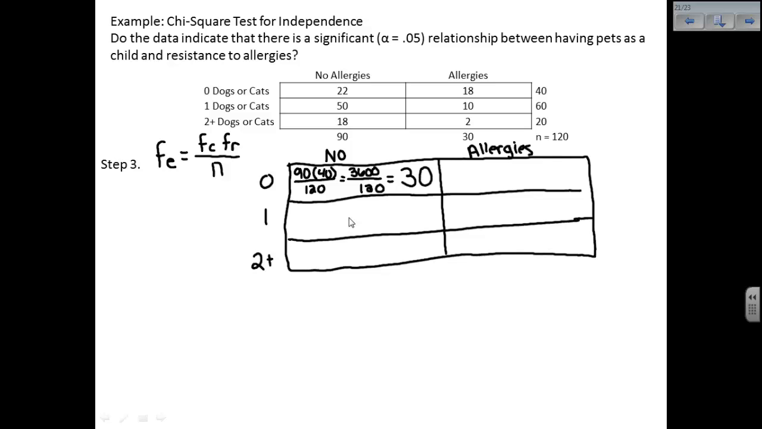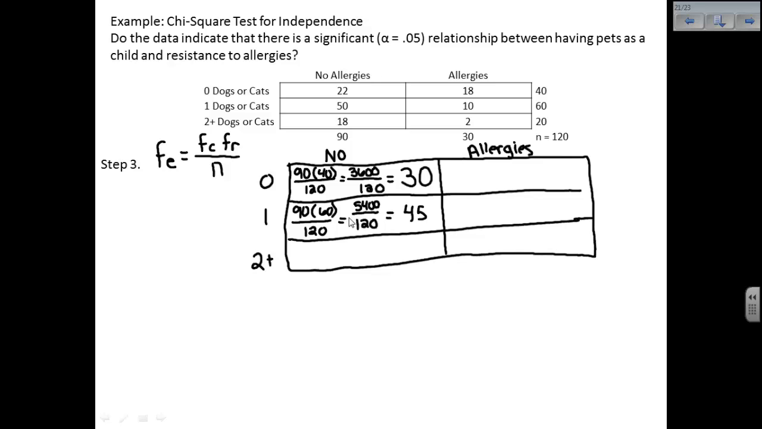Next group. So the number of people that have no allergies, 90, multiplied by the frequency for the row of 1 dog or cat, so 60, divided by 120. 90 times 60 gives you 5,400. Divided by 120, and we would expect to see 45 people with 1 dog or cat who had no allergies if there's no relationship between having allergies and having pets.